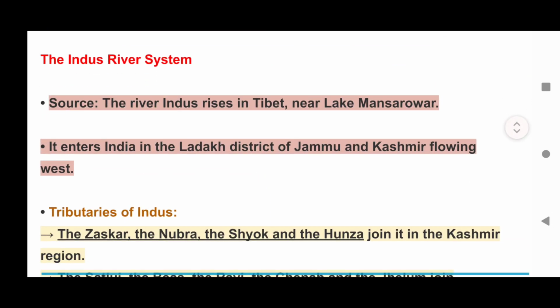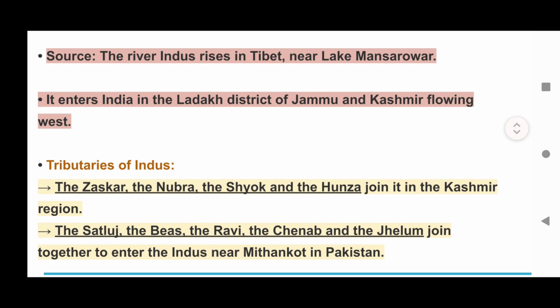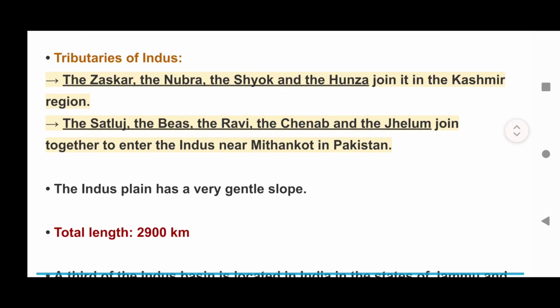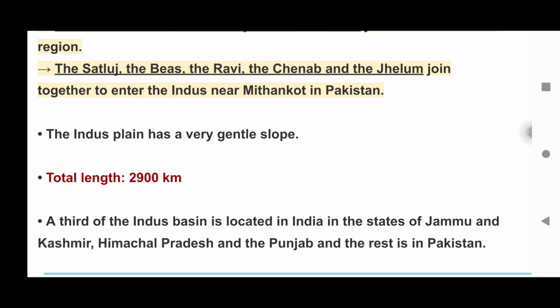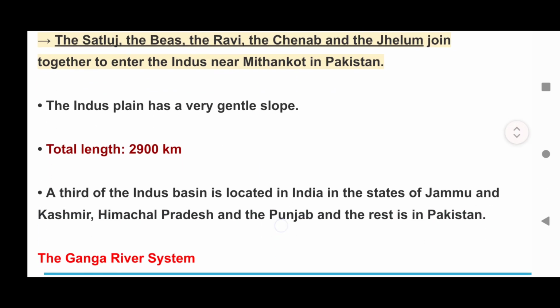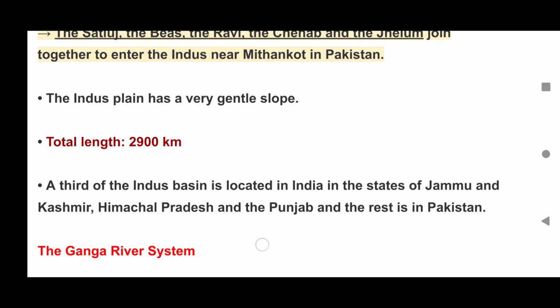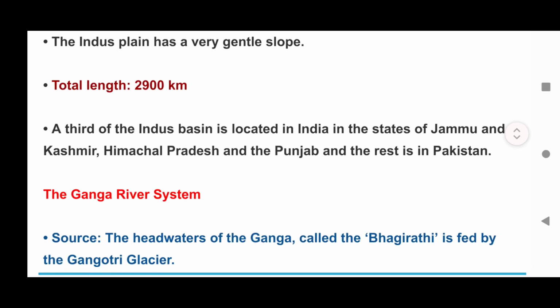The Indus River System. Source. The river Indus rises in Tibet near Lake Mansarovar. It enters India in the Ladakh district of Jammu and Kashmir flowing west. Tributaries of Indus. The Zaskar, the Nubra, the Shyok and the Hunza join it in the Kashmir region. The Satluj, the Beas, the Ravi, the Chenab and the Jhelum join together to enter the Indus near Mithankot in Pakistan. The Indus plain has a very gentle slope.